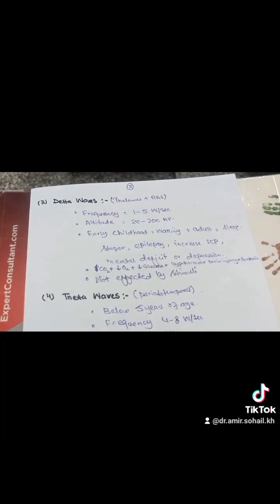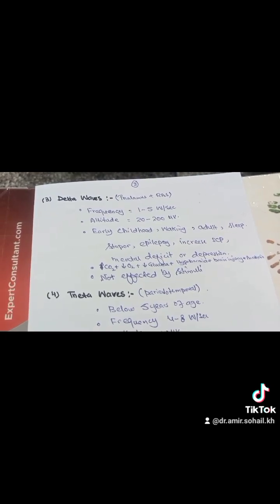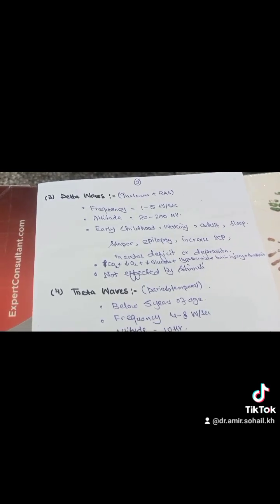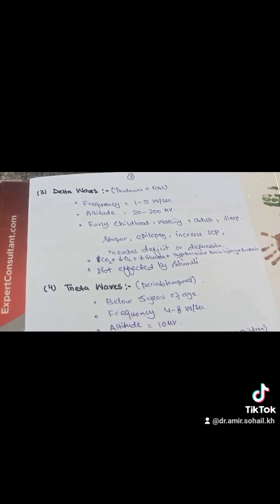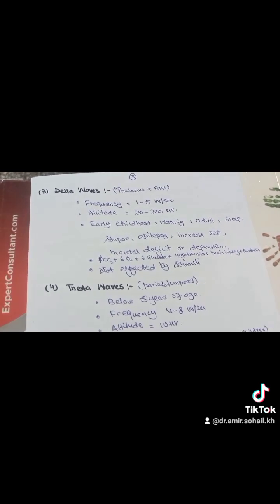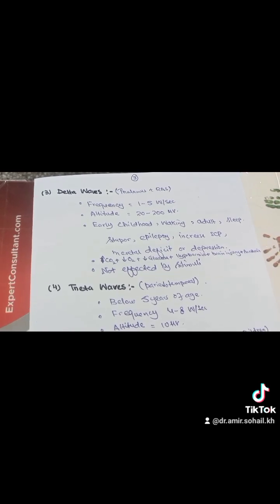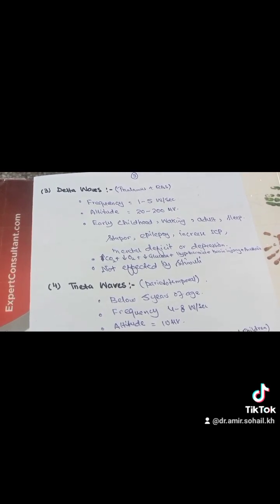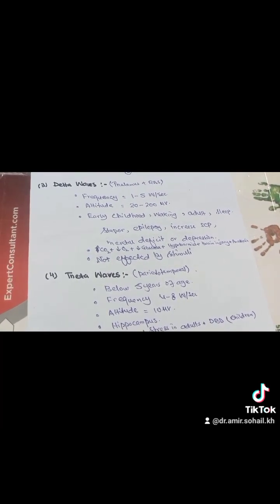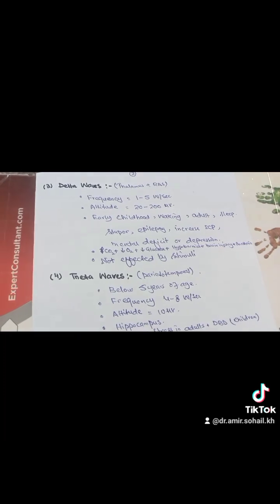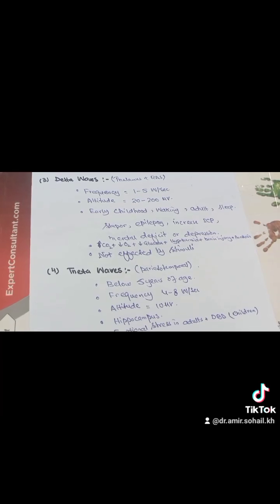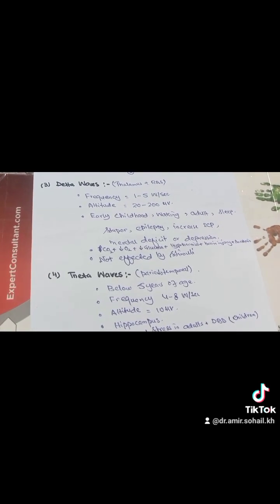Delta waves. Delta waves are obtained from the thalamus or reticular activating system. Its frequency is 1 to 5 waves per second. Amplitude is 20 to 200 microvolts. It is seen normally during early childhood and in sleep, and pathologically seen as stupor, epilepsy, increased intracranial pressure, mental deficit or depression, increased carbon dioxide, decreased oxygen in the blood, hypoglycemia, hypothermia, brain injury, anesthesia. These waves are not affected by stimuli.